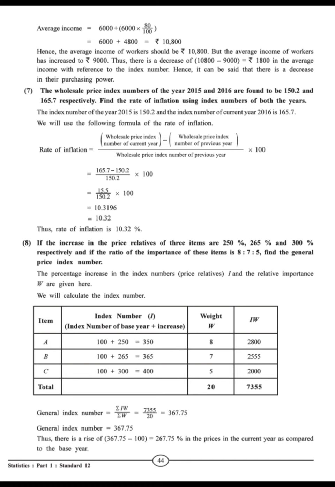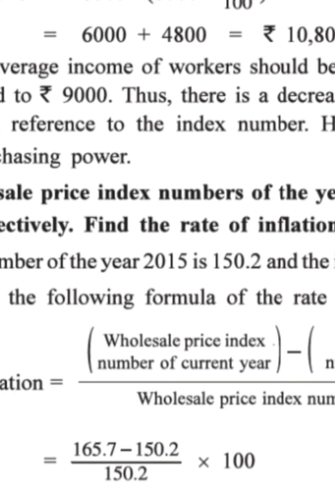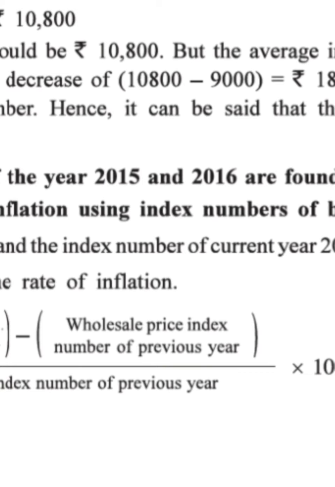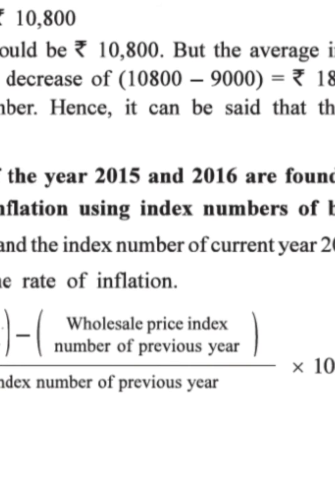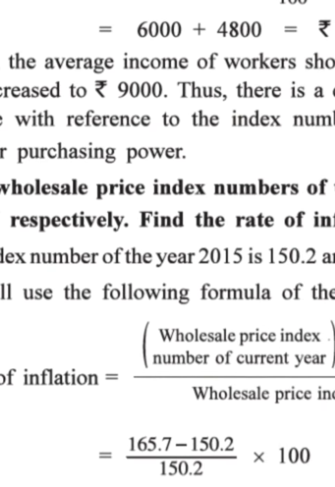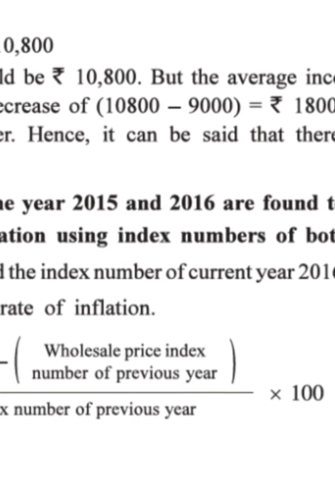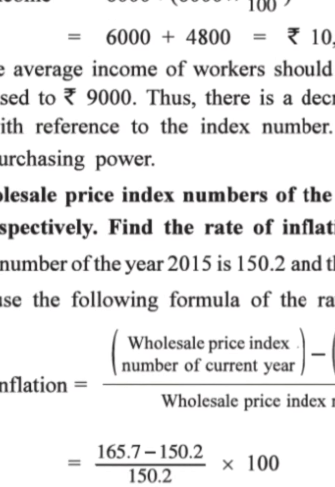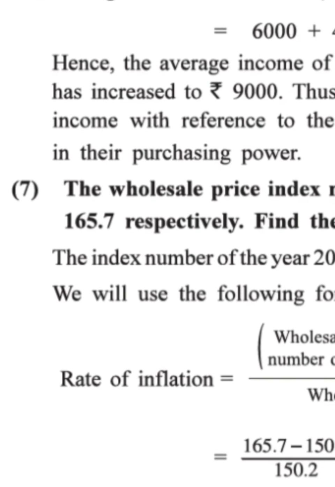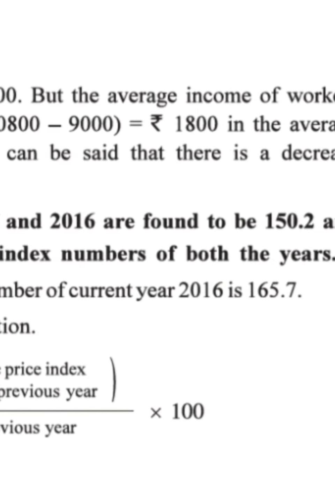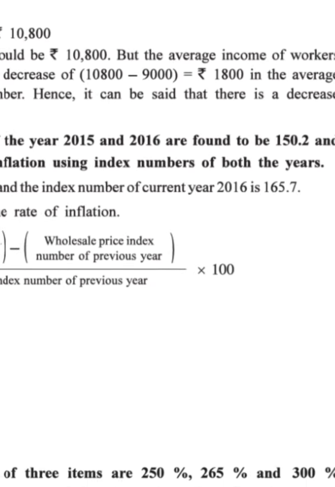Let us see our seventh sum. What is given? The wholesale price index numbers of the year 2015 and 2016. Over here 2 years have been given, 2015 and 2016. Again 2015 is the base year and 2016 is the current year, right? We'll read the line again. The wholesale price index numbers of the year 2015 and 16 are found to be 150.2 and 165.7 respectively. What is asked? Find the rate of inflation using the index numbers of both the years. We need to find out the rate of inflation.